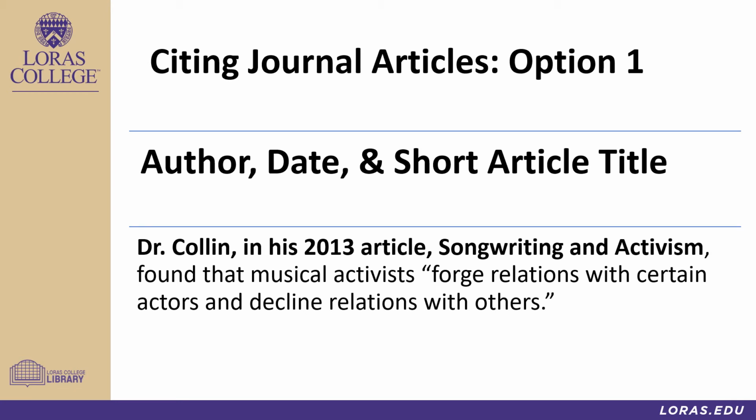There are a few options when citing a journal article as a source. The first is done by stating the author, date, and short version of the article title. Here's an example of this option.